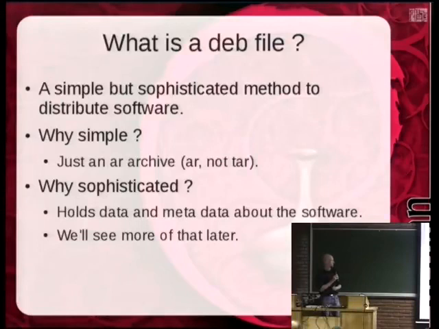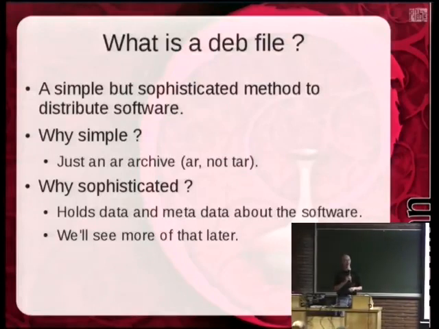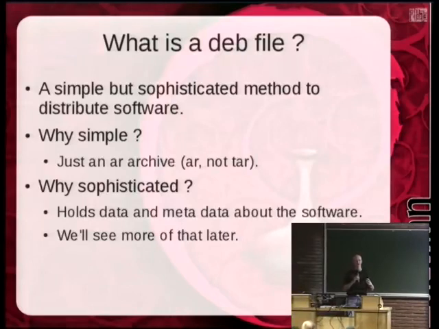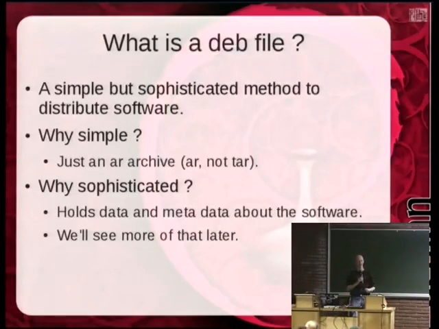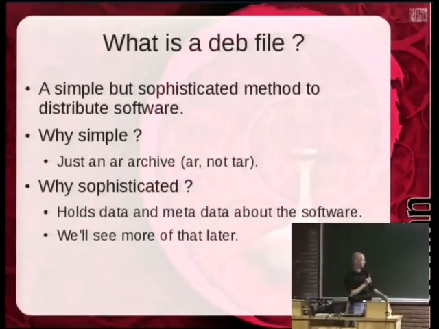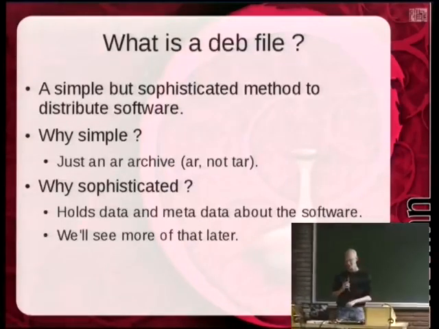The sophisticated part is that deb files also hold metadata about the software they provide. So it's not only dumping files on your file system, it actually has metadata which tells about dependencies, what you should do with certain files, and has triggers to other software. It's important for the integration with the whole operating system or the whole packaging system. And we, of course, see the sophisticated part through this slide.